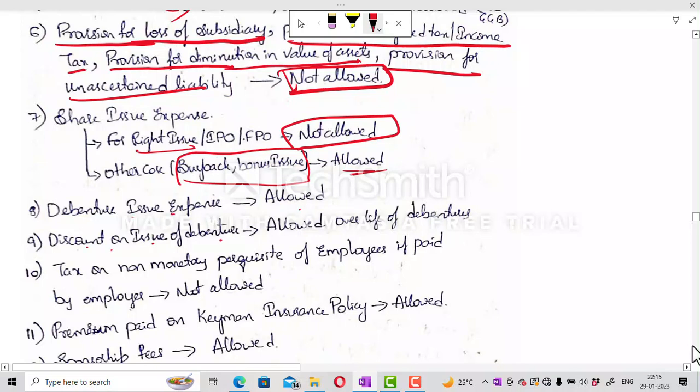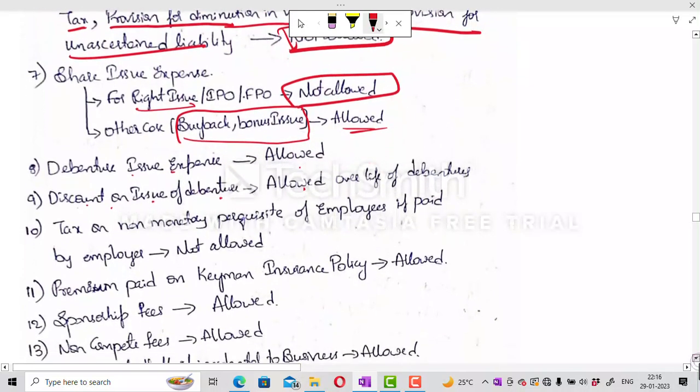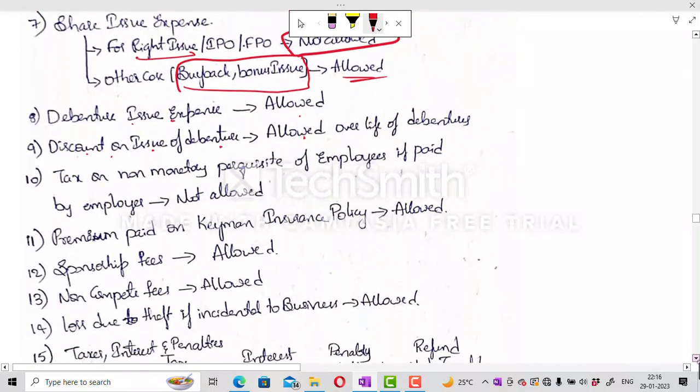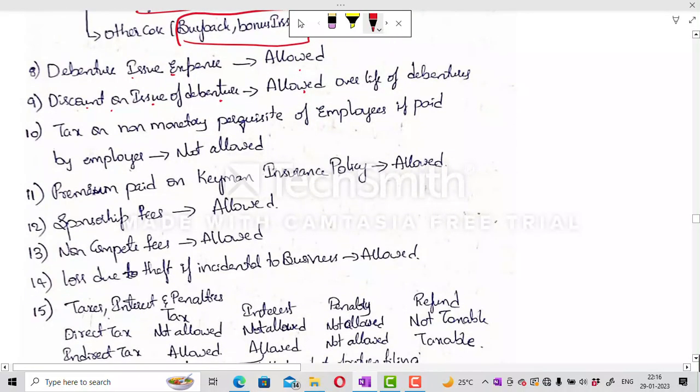Discount on issue of debentures is allowed over the life of the debentures. It should be amortized. Tax on non-monetary perquisite of employees, if paid by the employer: the employer gave some non-monetary perquisite to the employee and he only paid the tax on that. Is he eligible to take deduction of that? No.